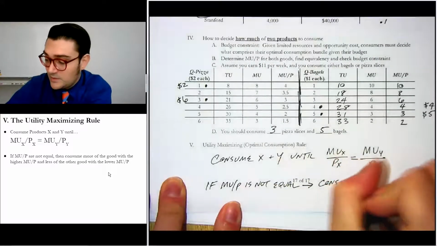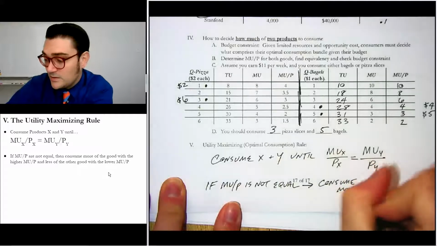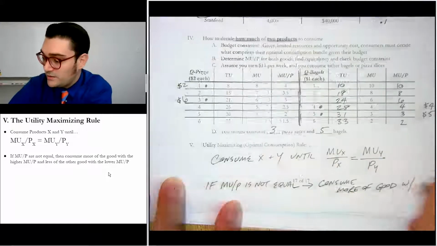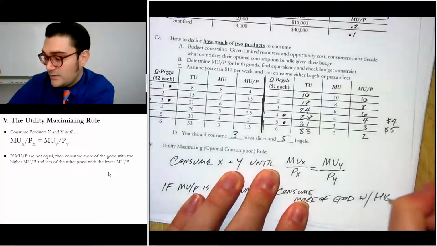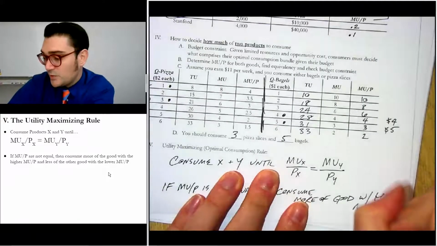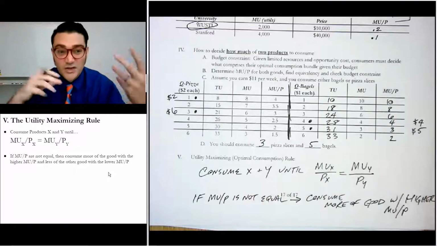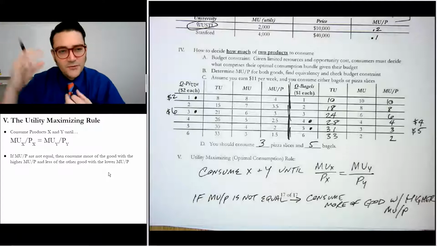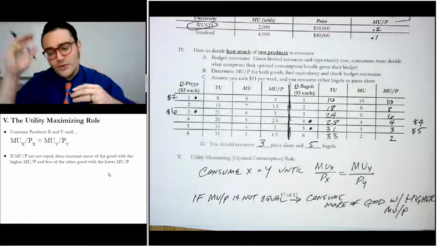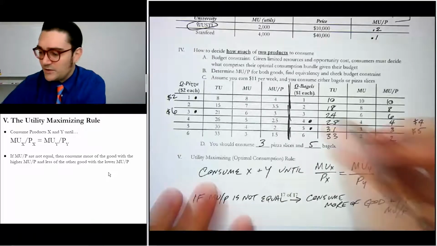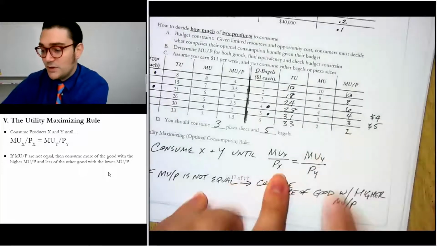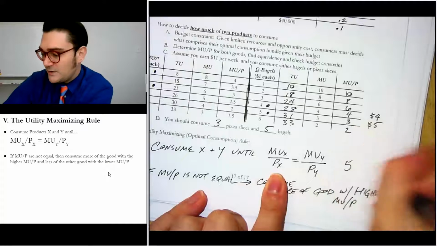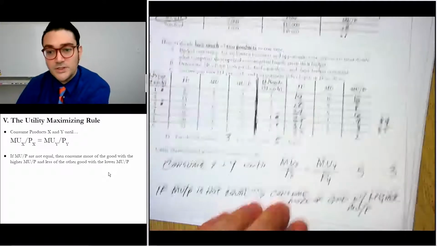Consume more of the good with the higher MU over P and less of the other good, right? Because you have a budget, you're using the whole thing. So thinking about like if you had the wrong combination and you had to reallocate, if you had, for example, if the MU over P and the MU over P were, we'll say 5 and 3, right? So here's the trick, right?